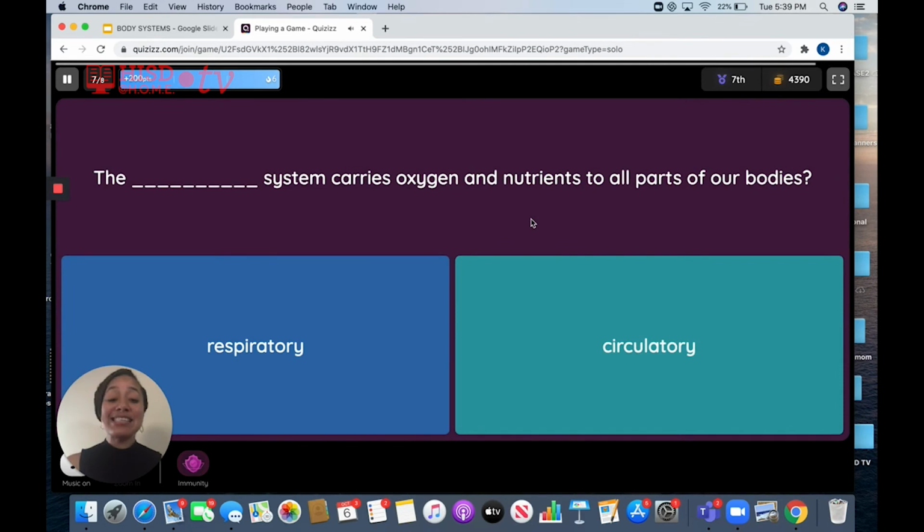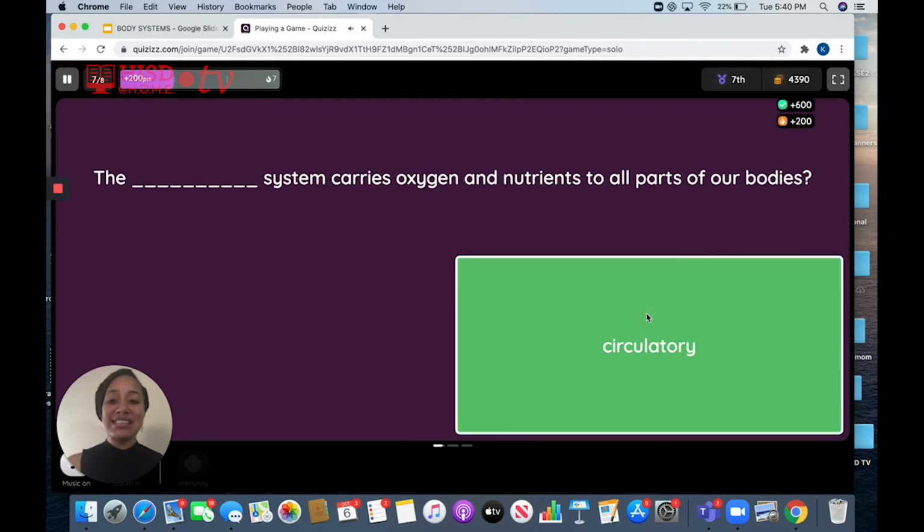The blank system carries oxygen and nutrients to all parts of the body. So what system? Is it the respiratory system or the circulatory system? Which system carries oxygen and nutrients to all parts of the body? Yes, it is the circulatory system.